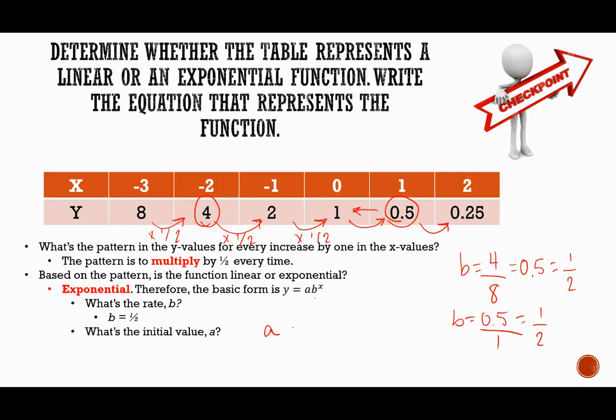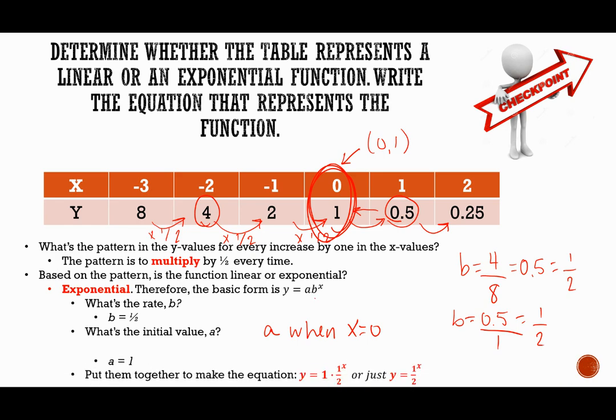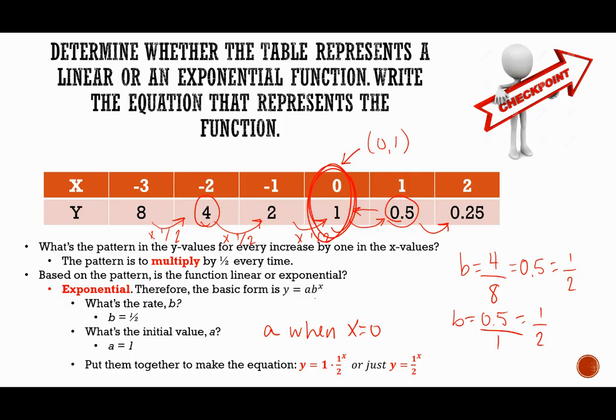So you're going to look at your xy chart and look for x equals 0. Okay, so this ordered pair, 0, 1, tells me where my exponential function crosses the y-axis. That's my y-intercept a. So 1. When I put those two numbers in place of the variables a and b, this is the result, which can be simplified just a little bit because 1 times any number is that number. So my final answer is y equals 1/2 to the power of x.